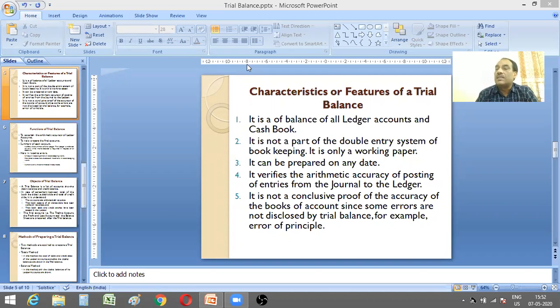The accounting work has been done as per the rule or not. And it is ascertained by simply matching the total of debits and total of credits, or matching the debit balance and the credit balance. So it is simply an accounting work. It is not part of the double entry system. It can be prepared on any date.